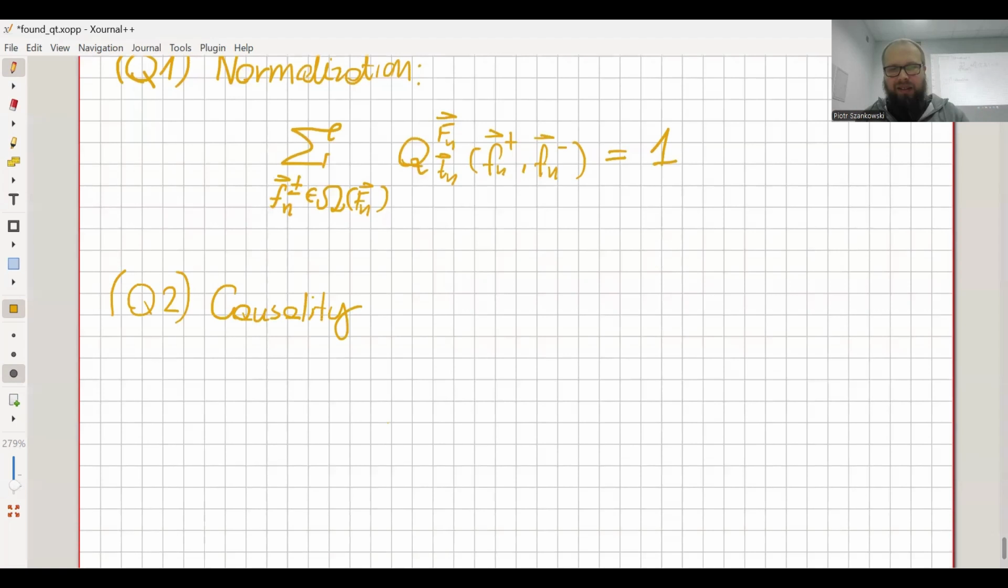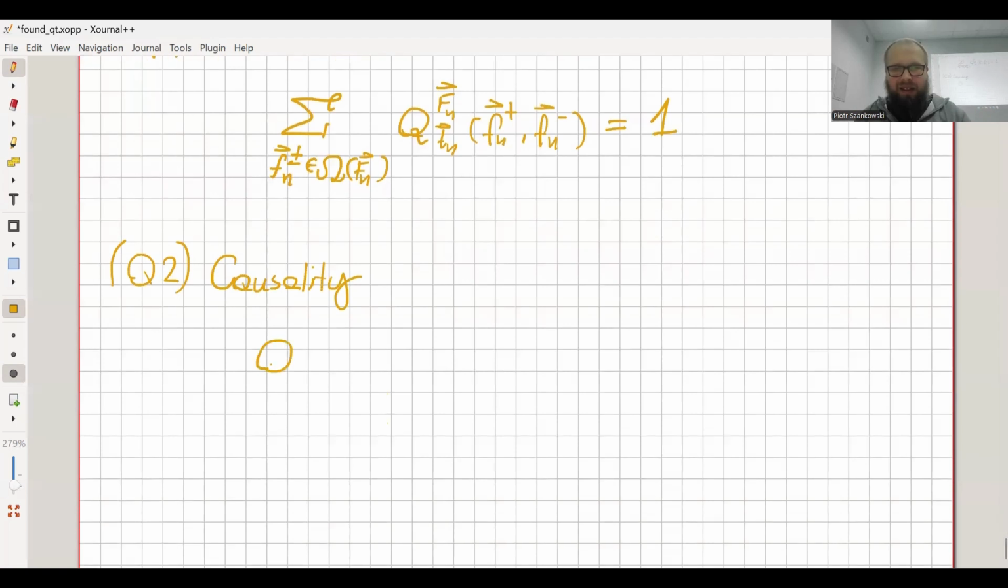Causality. Could have lived without causality. Yeah, you know, you have to specify. I mean, the causality was a pretty big deal.